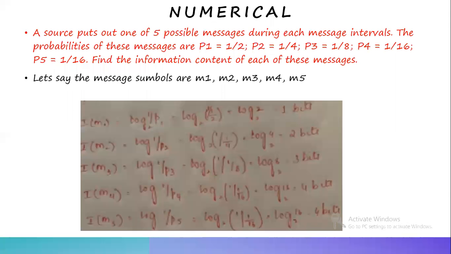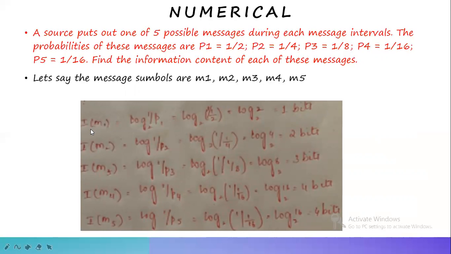Next, we'll be seeing a numerical. A source puts out one of 5 possible messages during each message interval. The probabilities of these messages are P1 equal to 1 by 2, P2 equal to 1 by 4, P3 equal to 1 by 8, P4 equal to 1 by 16, P5 equal to 1 by 16. Find the information content of these messages. Let us say the messages or symbols are M1, M2, M3, M4, and M5. As I told in the explanation, it might be M, S, or any alphabet.